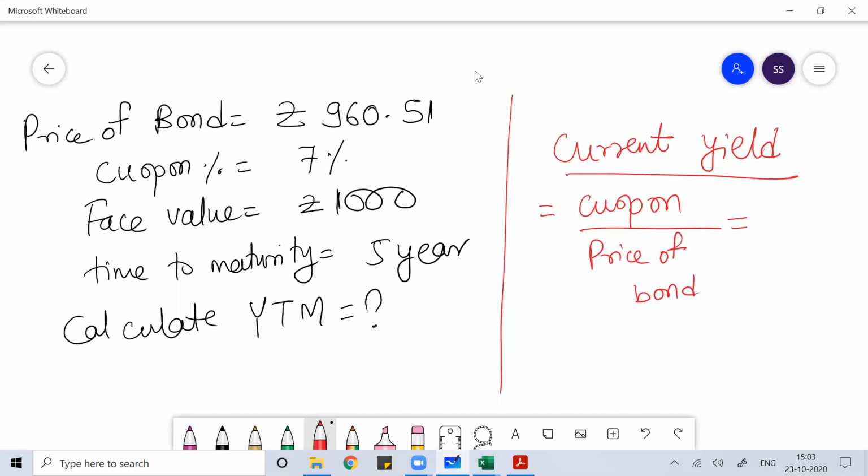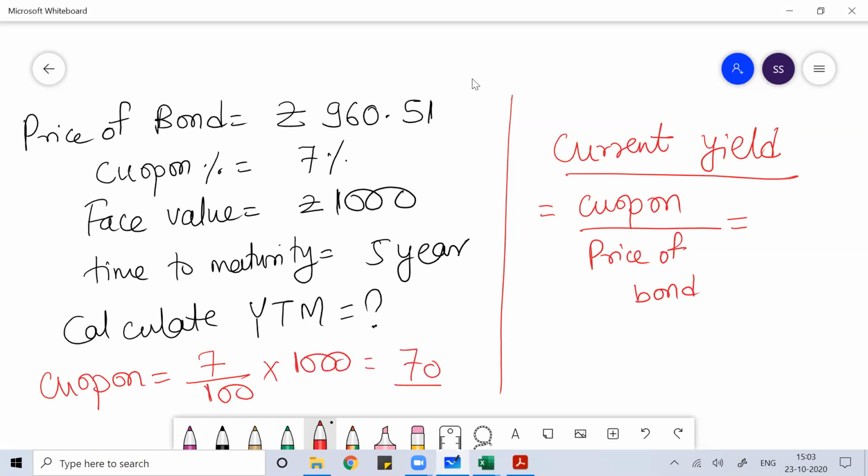So what is the coupon? Always remember that the coupon is always calculated on the face value. Always in the exam, in the question paper, the coupon rate will be given to you in percentage. So the value of coupon is always calculated on face value.